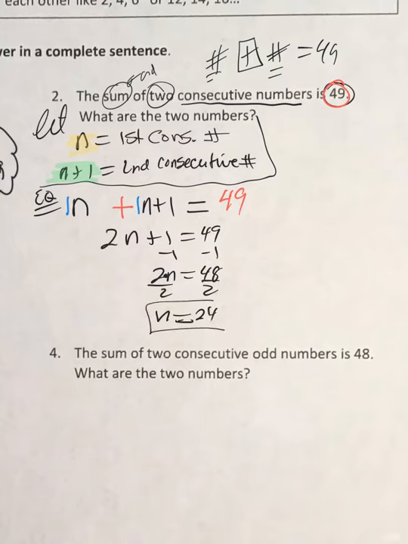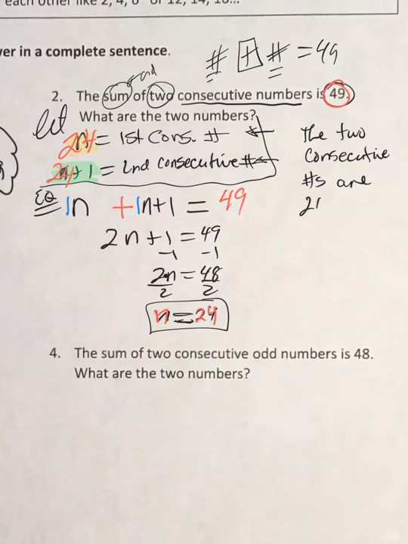So now we can go back up and replace wherever we see an n with 24. So if we put a 24 there and a 24 there, what does that tell us? So what is the first number and what is the second number? So the two consecutive numbers are 24 and 24 plus 1, 25.